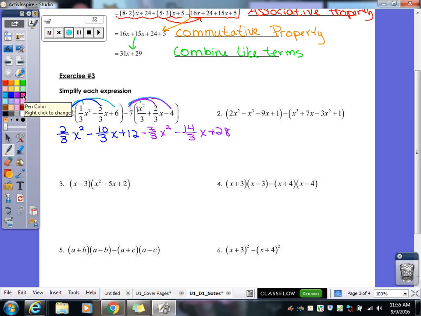So last step, we got to combine our like terms. 2/3 x squared minus 7/3 x squared. Who knows it? 2/3 minus 7/3. I heard somebody say it. Negative 5/3 x squared. Awesome.